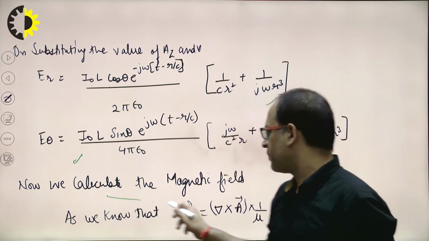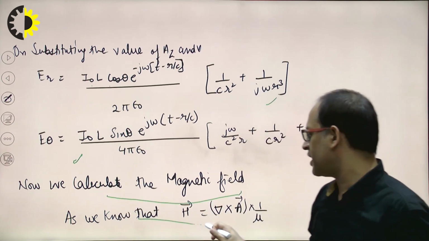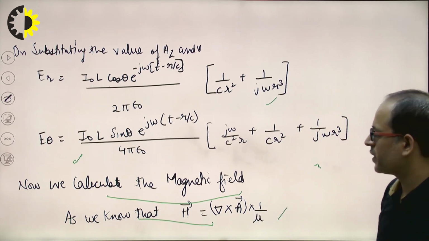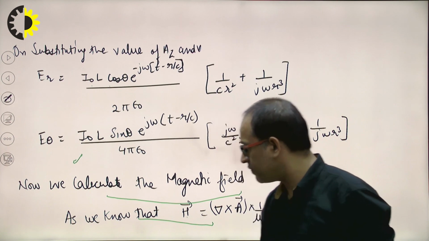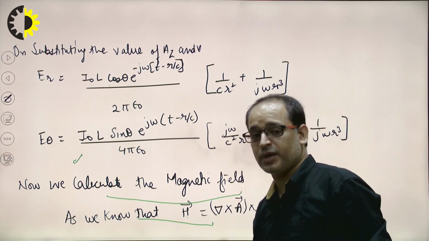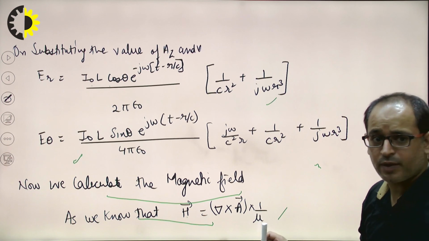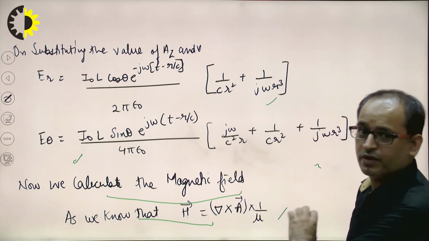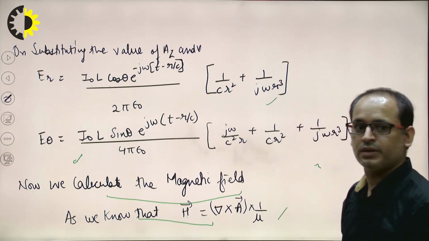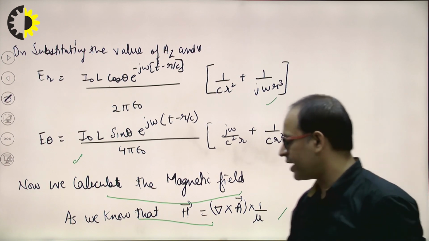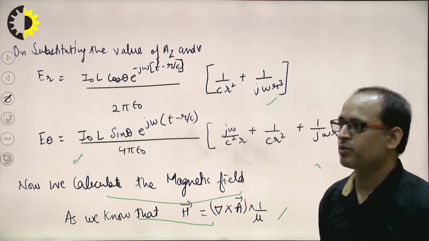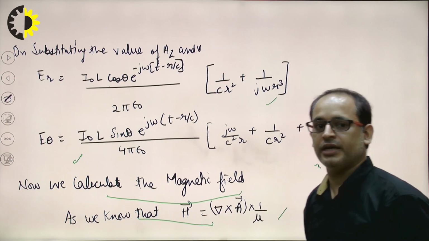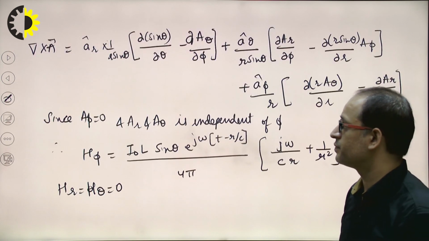Now we will calculate the magnetic field, and as we know, the H vector is equal to 1 upon mu del cross A. In the next lecture, we will calculate the magnetic field, and from it the total power obtained at point P. After that we will calculate the total power radiated by the dipole, which will be equal to I square multiplied by the radiation resistance of that dipole.